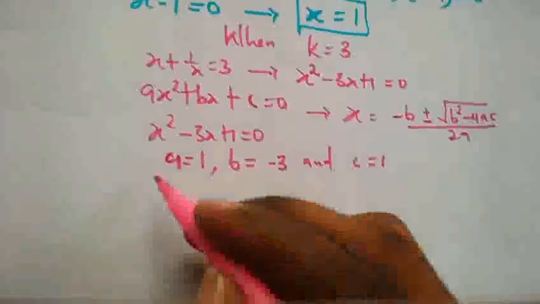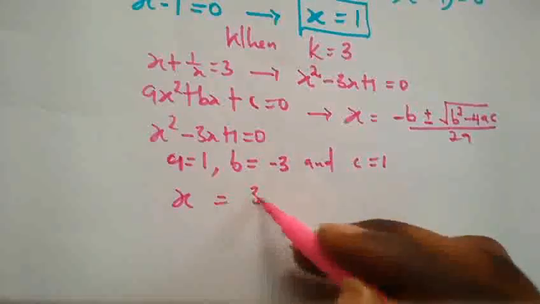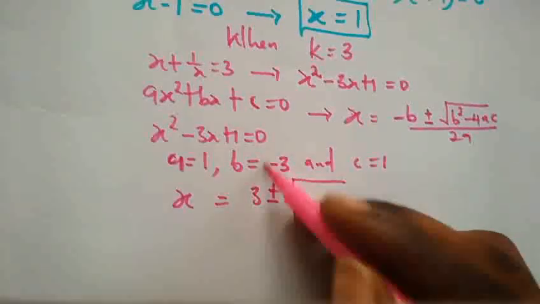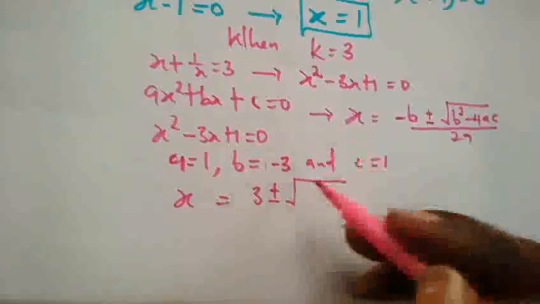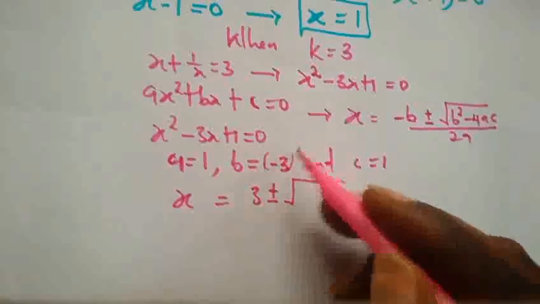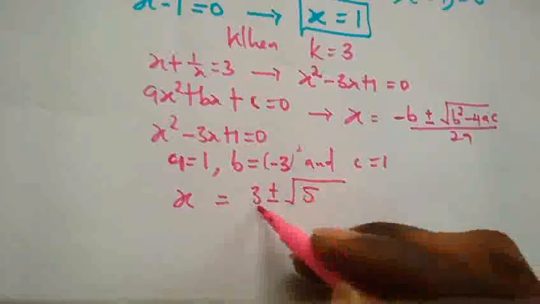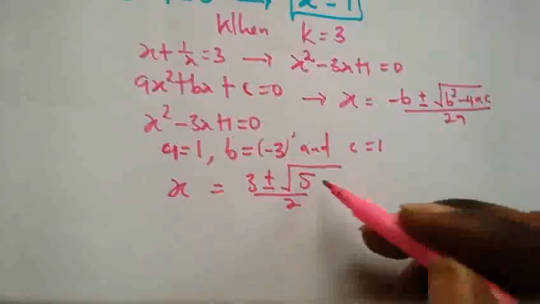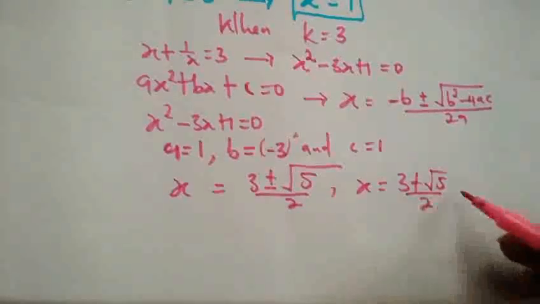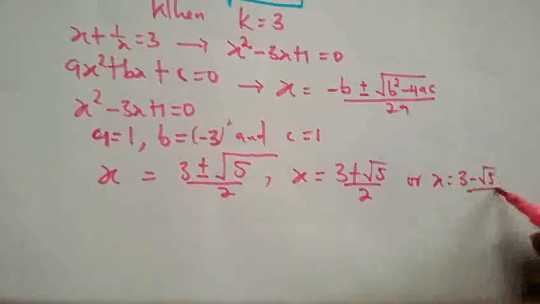So the equation will have the following roots: x is equal to negative b, which is negative negative 3, so 3, plus or minus the square root of b squared, which is negative 3 squared in brackets, because negative 3 squared is not the same as open bracket negative 3 close bracket squared. So before we square b, we need to put it in brackets and square it. So we get 9, then 9 minus 4 times 1 times 1, so we're having 5 here over 2. So we can say x is equal to 3 plus root 5 all over 2, or x is equal to 3 minus root 5 all over 2.